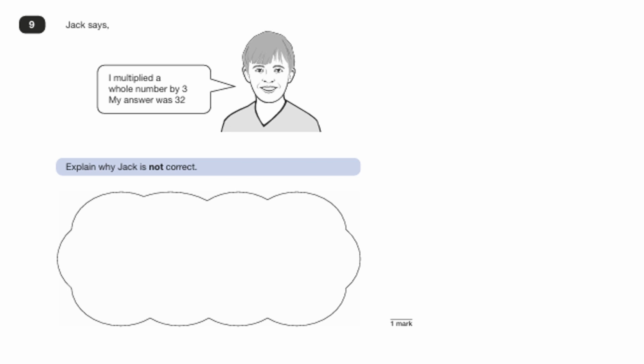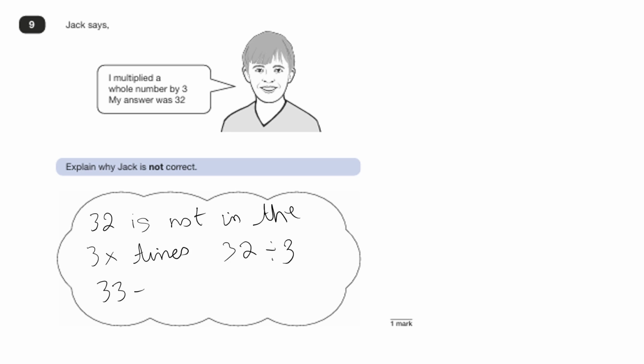Jack says, I multiplied a whole number by 3 and my answer was 32. Why is Jack not correct? And all you need to write is 32 is not in the 3 times table. And you can't divide 32 by 3. You can have 33 divided by 3 and get 11.